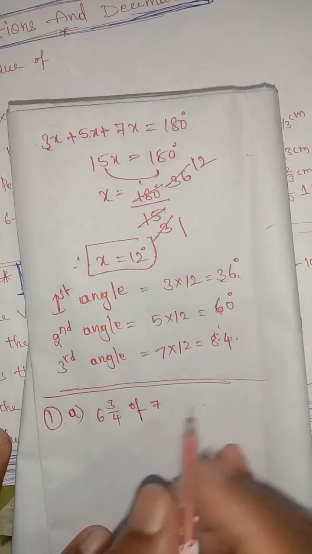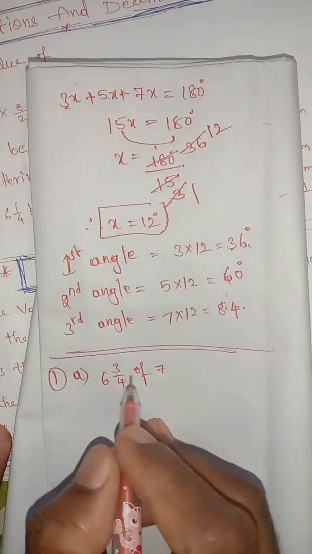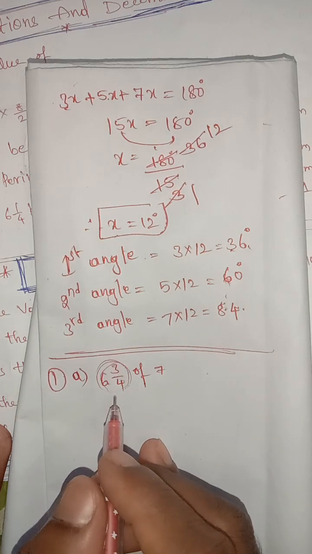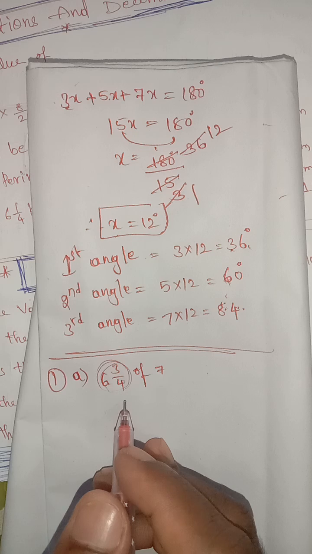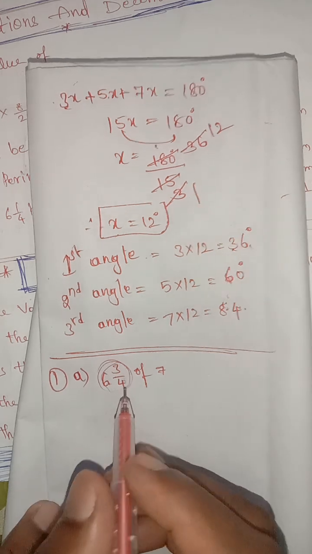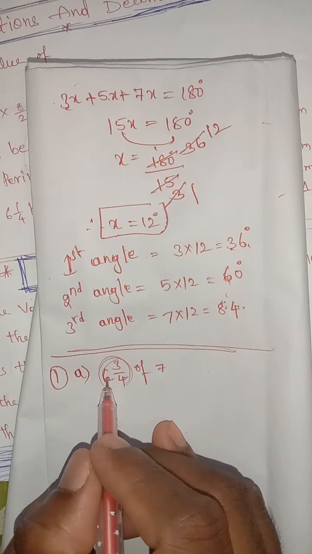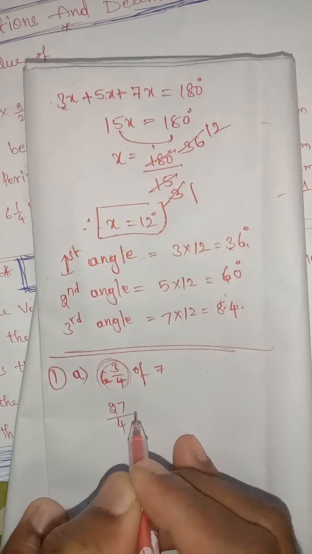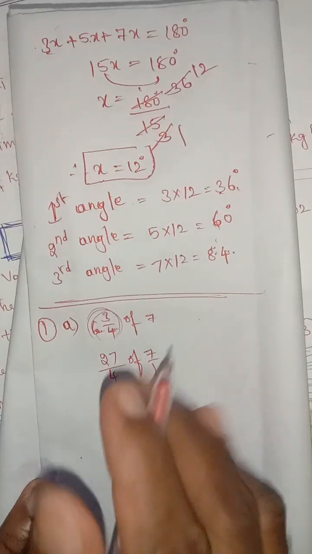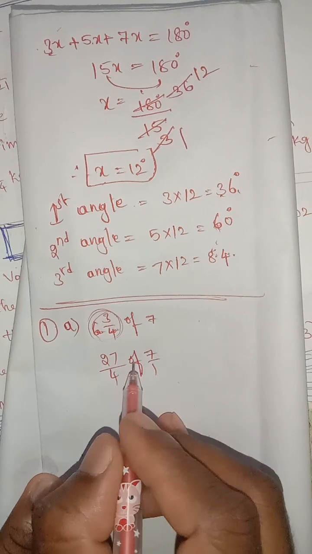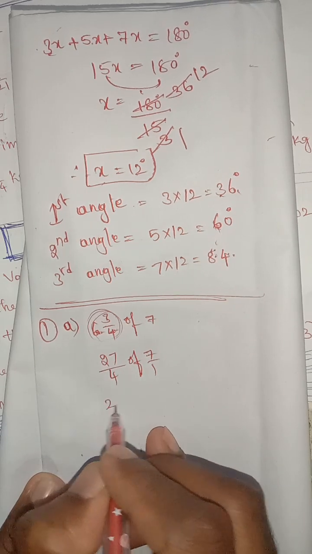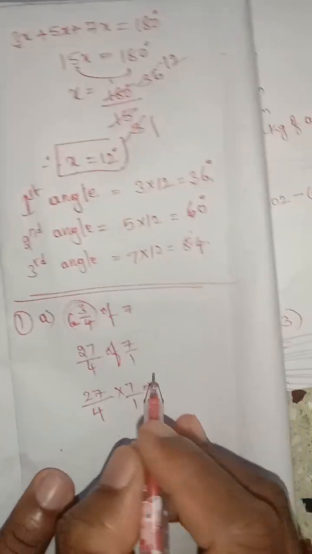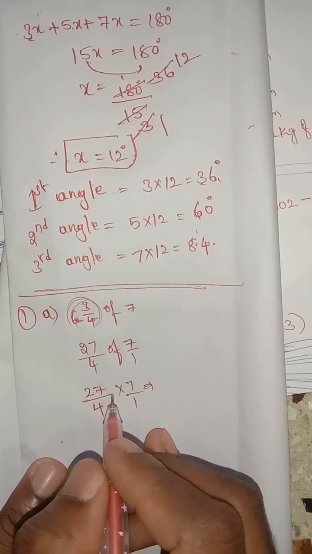First of all, solve this one. This is a mixed fraction; convert it into an improper fraction. 4 sixes are 24, plus 3 is 27 by 4, of 7. 7 means 7 by 1, and 'of' means multiplication. So 27 by 4 into 7 by 1. Multiply 27 into 7.